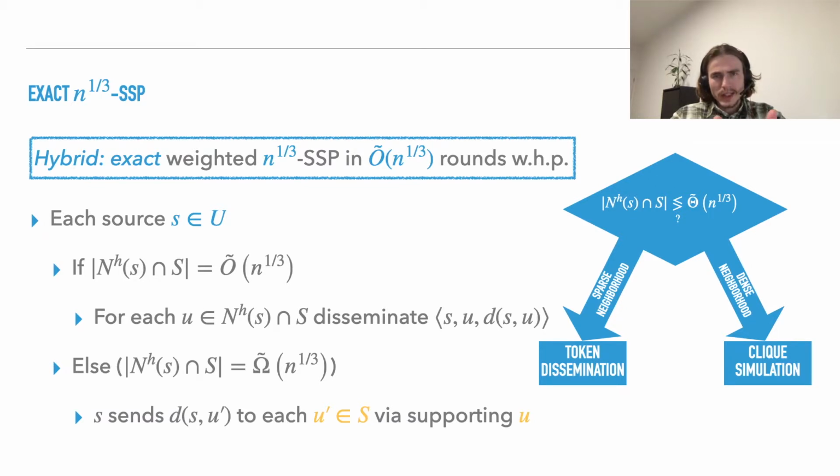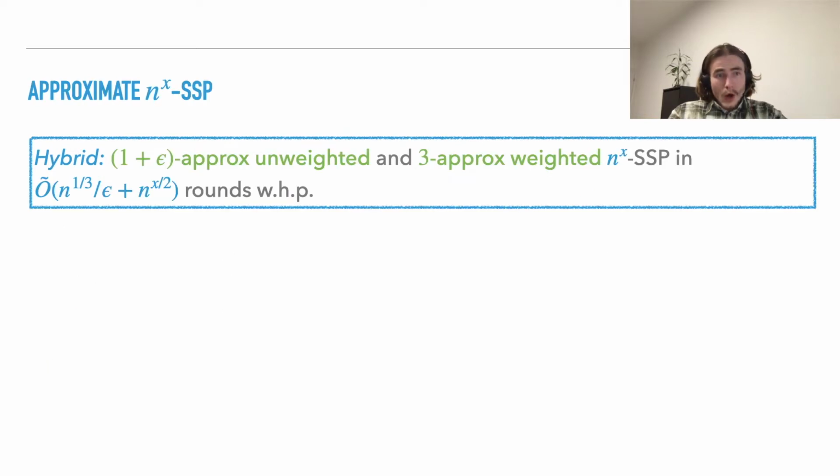Finally, we use the properties of the skeleton graph to compute the distances from skeletons to each one of the sources, and then from all nodes to each one of the sources. Over with our exact results. Now let's discuss our approximate results.